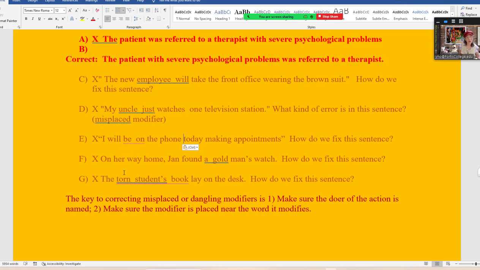Anyway, so that's wrong. On her way home, Jan found a gold man's watch. And so here it should be: Jan found a man's gold watch. So that also needs fixing. The torn student's book: here it should be, the student's torn book lay on the desk. So here you have to move it around. I have to rewrite this later.